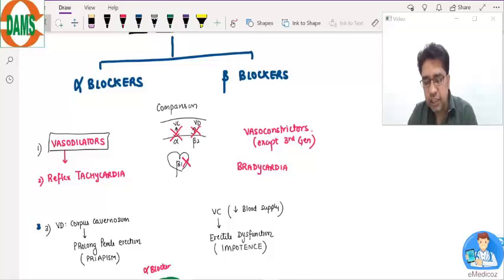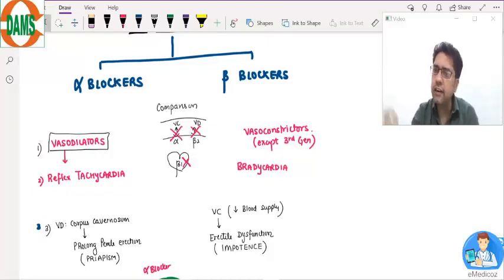Yes, they have an additional action. Prazosin and terazosin have an additional action of reducing the size of the prostate. Yes, you are absolutely right. But better drugs are finasteride and dutasteride. Even better than finasteride and dutasteride is to do surgery and remove the prostate. Okay? This is a surgical procedure known as TURP, transurethral resection of prostate, which we do in BPH.